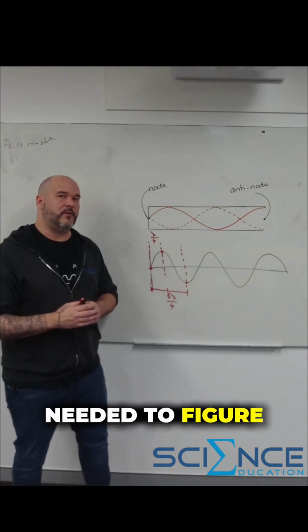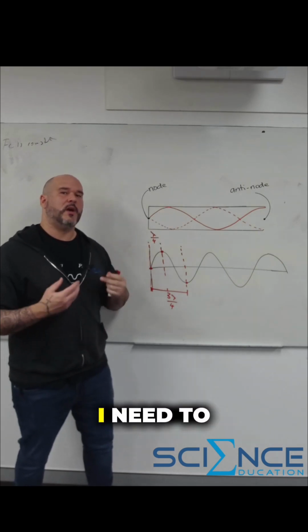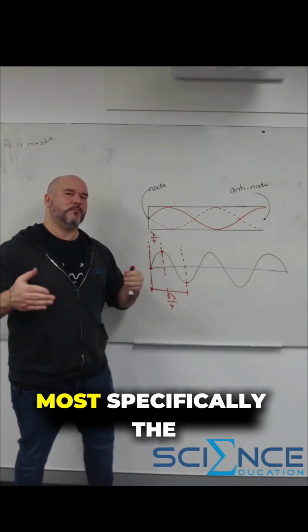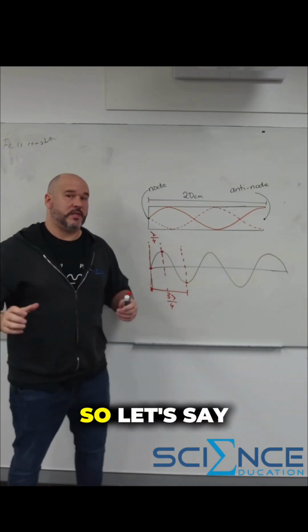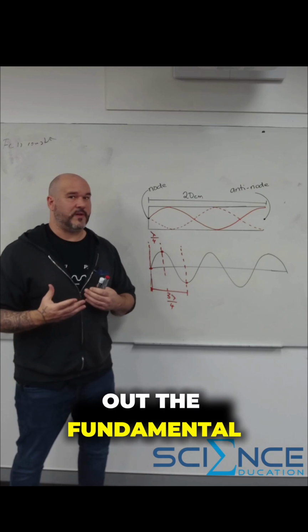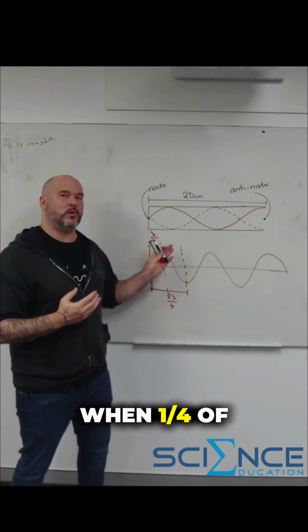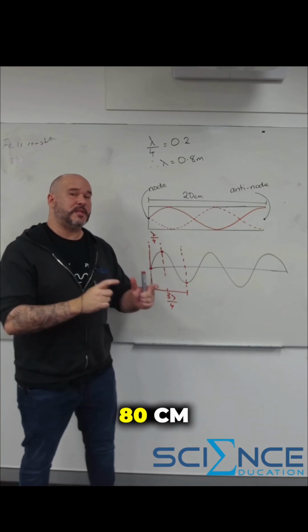So if we needed to figure out the frequencies of sound waves that would set up standing waves inside my test tube, I need to know the dimensions of my test tube. Most specifically, the length. Just note, we ignore something called the end correction. So let's say the length of the tube is 20 centimeters or something like that. I want to figure out the fundamental frequency, and that is when 1/4 of a wavelength fits in those 20 centimeters. So the longest wavelength set up is 80 centimeters.